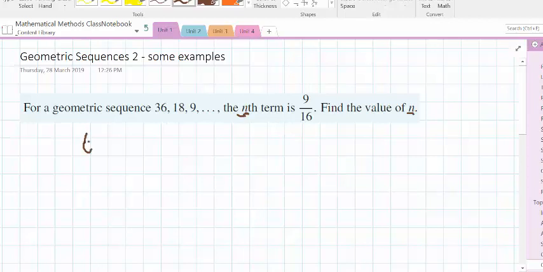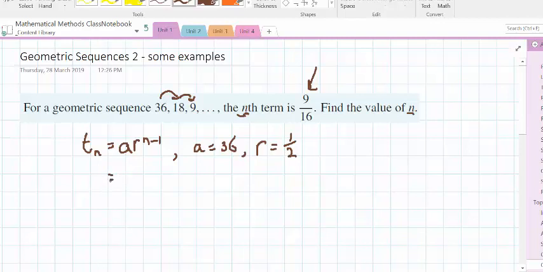So the general term for a geometric sequence is a times r to the n minus 1. Write that in, where a, the initial term, is 36, and the common ratio is a half, because as you're going, multiplying by a half each time. A hint: use fractions for this one, not decimals. So that gives us t sub n equals 36 times a half to the n minus 1.